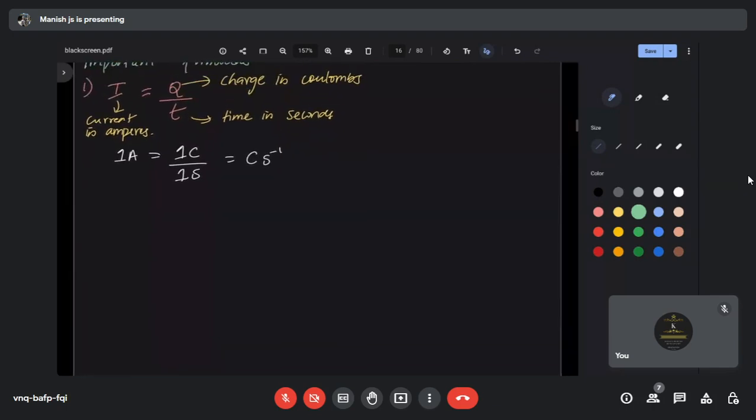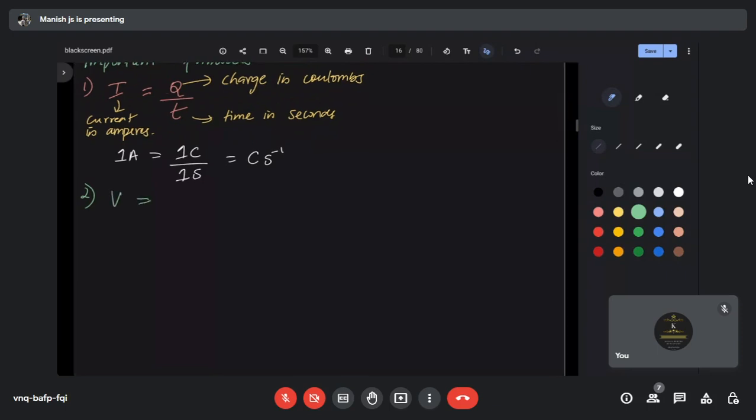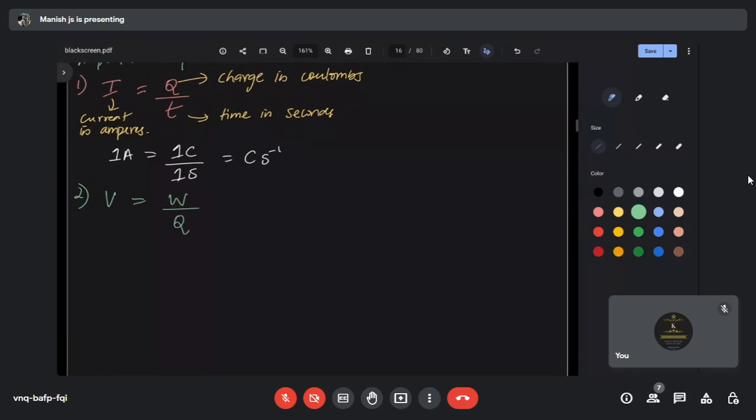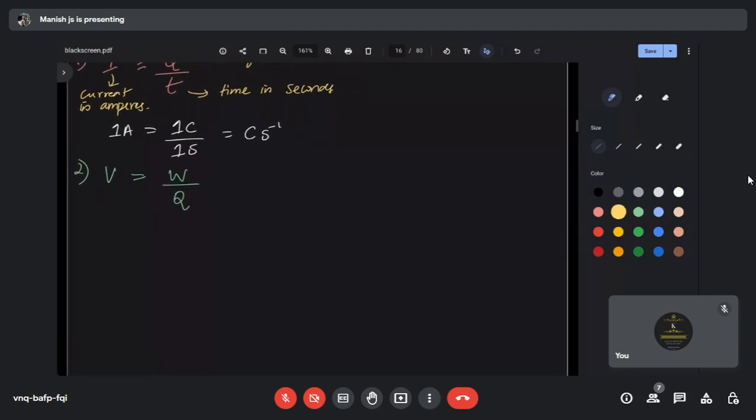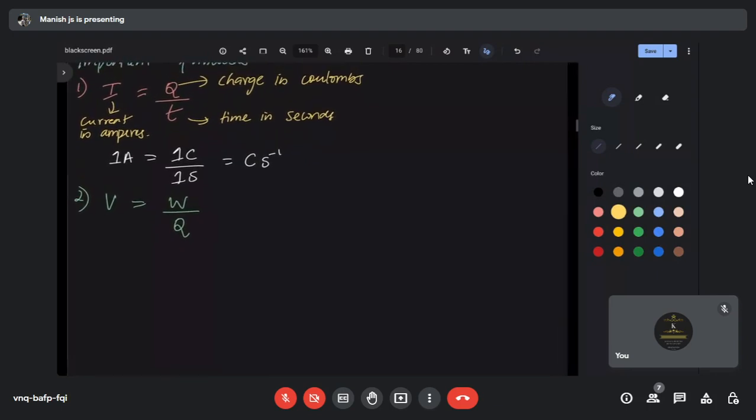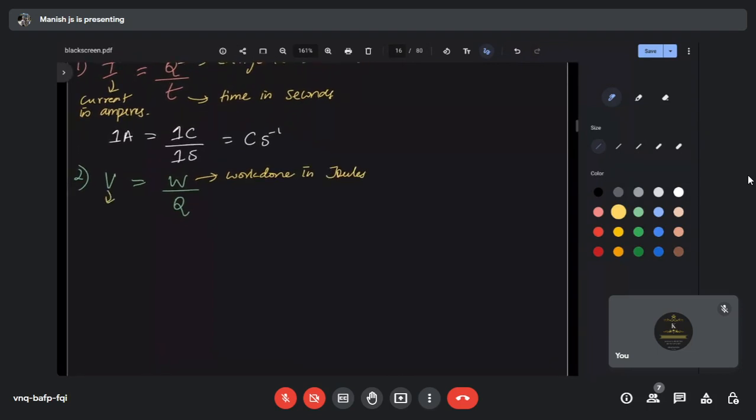Okay, so second formula, we have the electric potential. How can we express electric potential? V is equal to work done upon charge. The ratio of work done by charge is electric potential. So W is work done in joules, and V is nothing but electric potential.